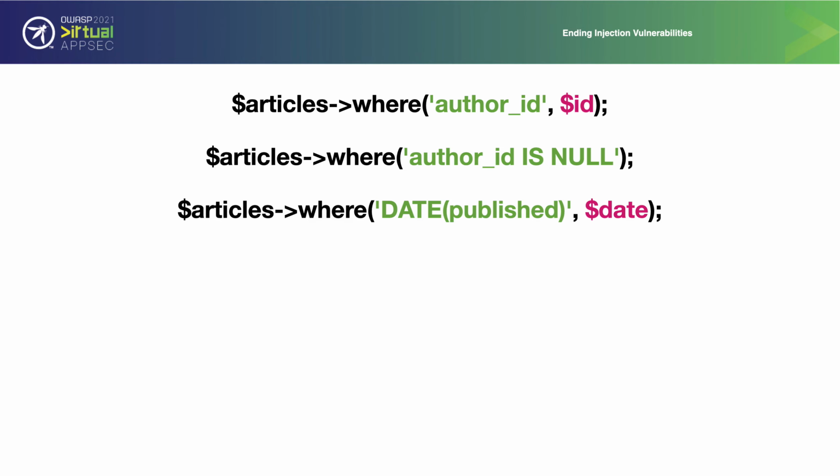You can also do things like function calls. So this is not the most efficient way of doing it because it kind of breaks the index, but by using the date function, you can remove the time from the published field, and then you'll be able to return articles that were published on a particular date. And that's all good.